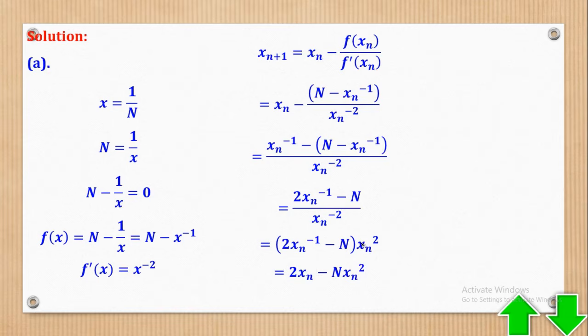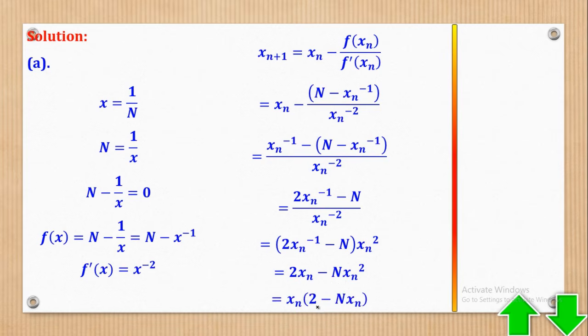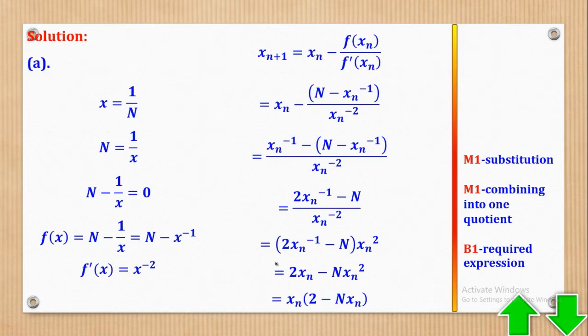So here what I've done, I've opened brackets, so this one multiplied by this one, it is the same base, add the powers, you remain with negative 1 plus 2 gives you positive 1, that is why there is xn here. Then this times this gives you N xn squared. Factorize out xn, you come up with that. And basically that's what they wanted. So B1 for this substitution, M1 for this substitution, M1 for combining into one quotient, B1 for the required expression.